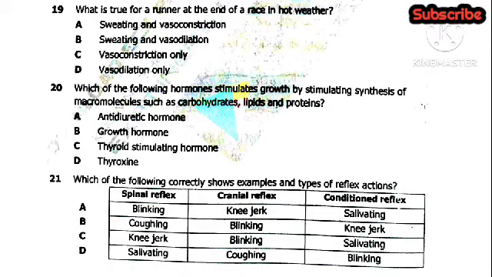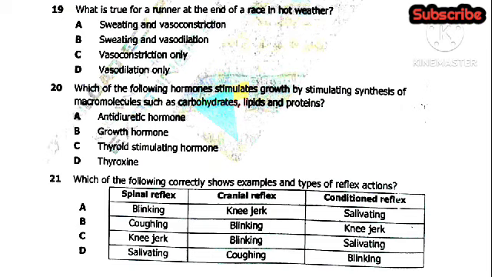Number 19. What is true for a runner at the end of a race in hot weather? In short, what happens after a runner has finished running and it is hot weather? Okay, number 1, just like you have guessed, sweating will be the first one.